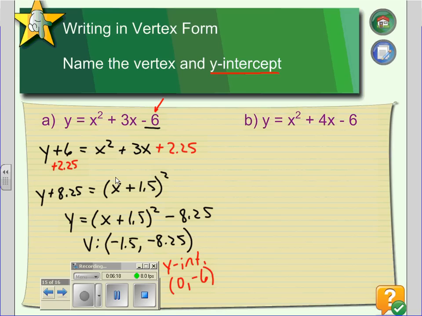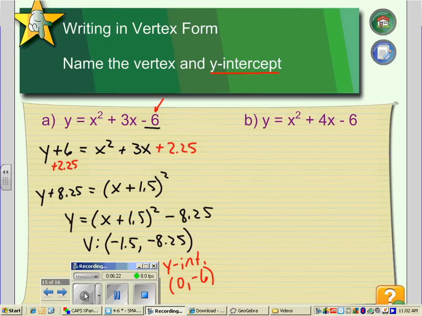Okay, you do example B. Press pause while you work. Actually, that's the end of this lesson, and then you can check your answers.